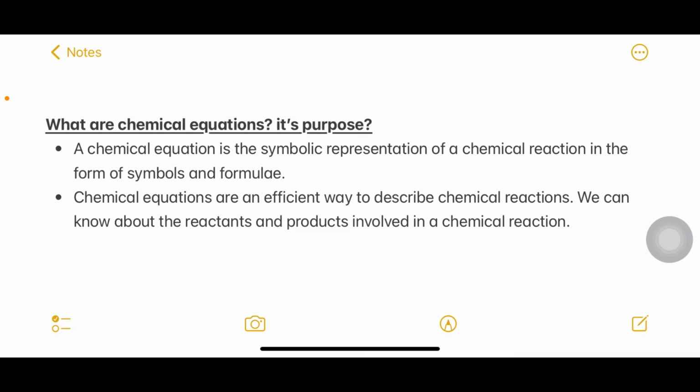So what are chemical equations and most importantly, what is their purpose? Essentially, a chemical equation is a symbolic representation of a chemical reaction in the form of symbols and formulae. It's a faster and more efficient way to describe chemical reactions. By using these specific chemical formulas and symbols, we get to know the number of moles or molecules involved, what type of elements are involved, and what type of substances are formed. So this is very important. That's the main purpose of chemical equations.